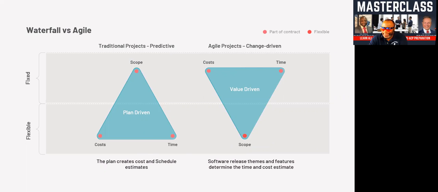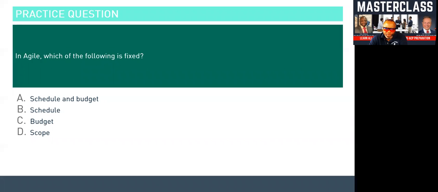Brilliant stuff, Roy. Well, let's kick the tires here now that you've given us a very good opener for this. Let's go ahead and launch the poll. In Agile, which of the following is fixed? This should be a cakewalk. Three, 2, and 1. Brilliant job. Everyone remembers, indeed, schedule and budget are fixed. That is the correct answer.